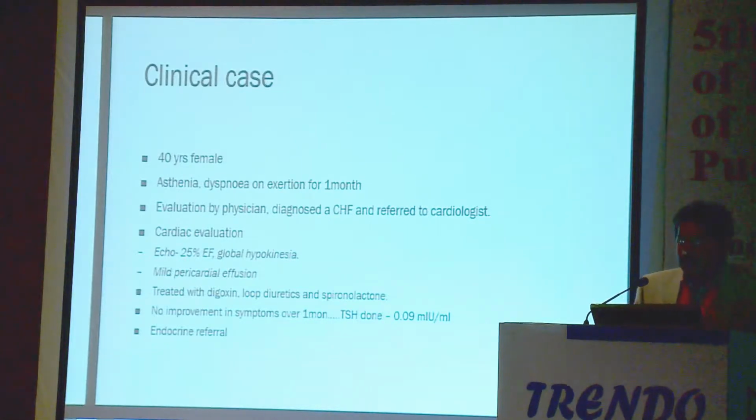So the cardiologist thought, considering the age and the absence of regional wall motion abnormality, that ischemic heart disease was a less likely possibility, and she did not have any other risk factors for ischemic heart disease. He just started treating her as dilated cardiomyopathy with digoxin, loop diuretics, and spironolactone. But unfortunately, she did not show any improvement in the symptoms even after treatment for a 1 month period. So at this point of time, the cardiologist did a TSH, which was as shown here, 0.09, which is lower than the normal reference range. So he thought there is something wrong with the endocrine system, so he referred her for further evaluation.